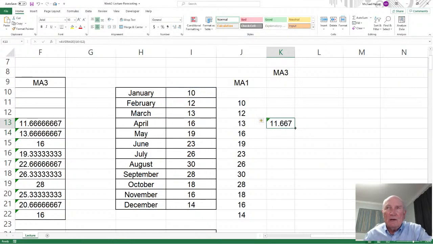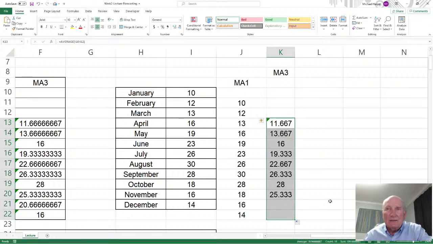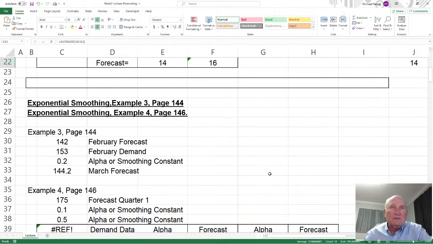And then I can go to the lower right-hand corner of that, left click and copy that all the way down, and there's my forecast, and that's how you do it. I can do the very same thing with Excel with exponential smoothing.